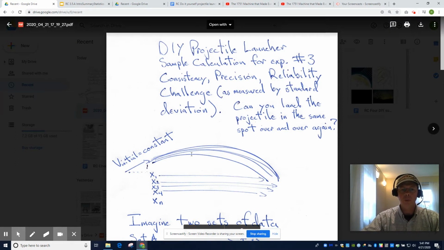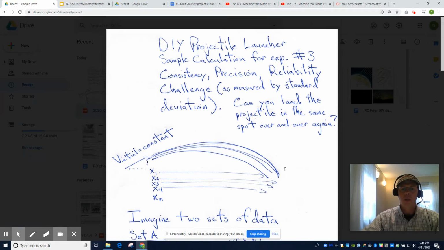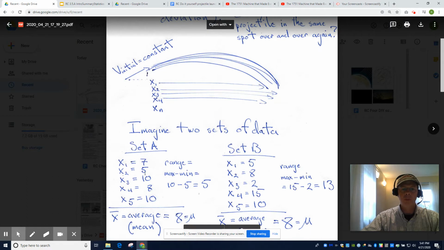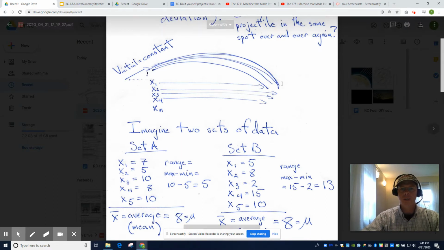So you're going to shoot your projectile launcher 20 times. I only did 5 repetitions here to make the calculation more simple, but you're trying to land this thing in the same spot over and over and over again.